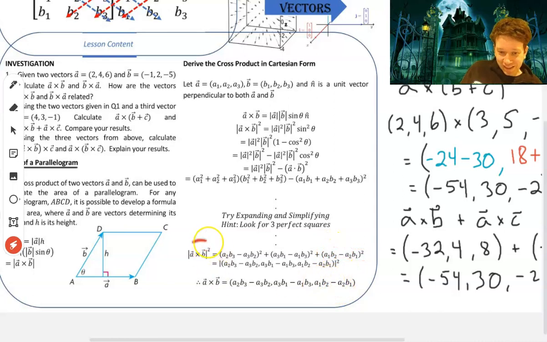Okay, now this is our magnitude equation for our cross product. So we can rewrite that as our cross product being, well, there is our x coordinate, there is our y coordinate, and there is our z coordinate.